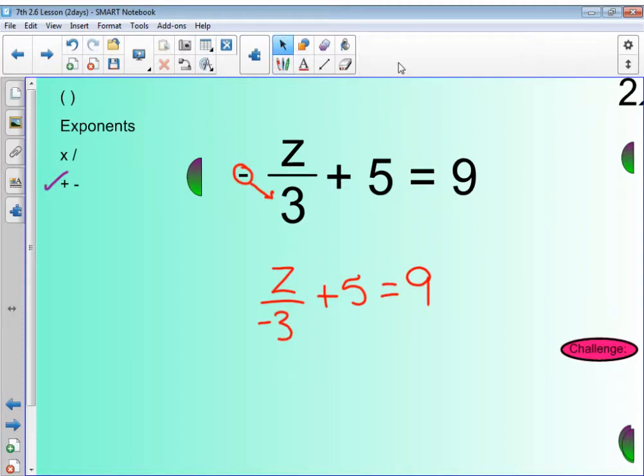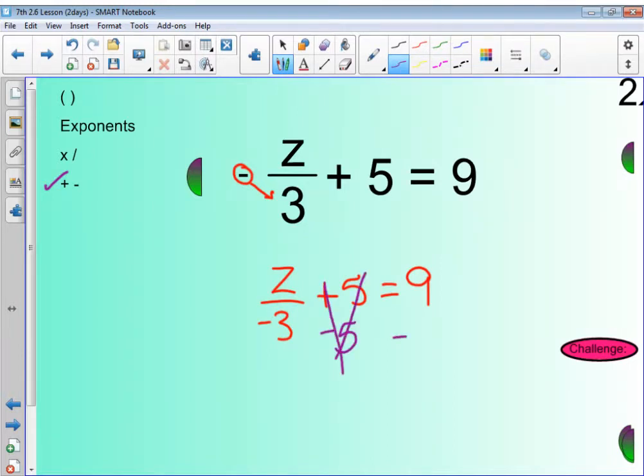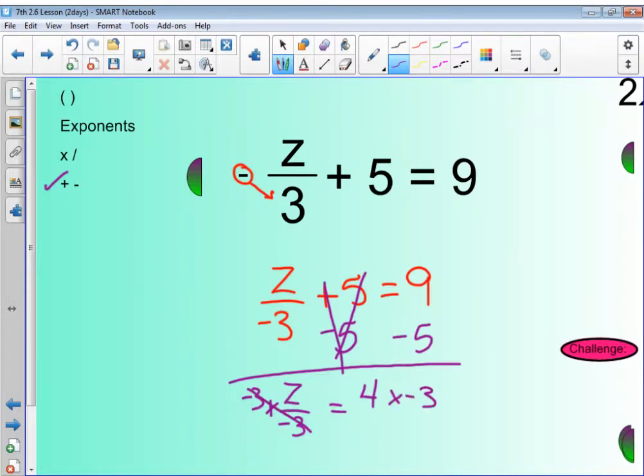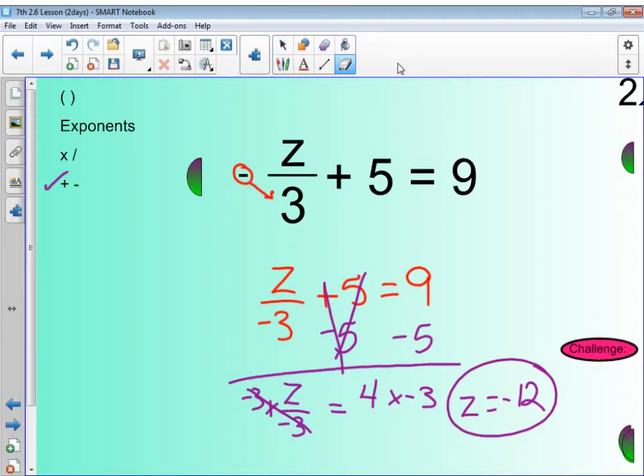So now go ahead and work your way through this process. Remember that negative has to stick with the 3 when you move it. Okay, so pause your video and work your way through this equation. You should have gotten z equals negative 12.